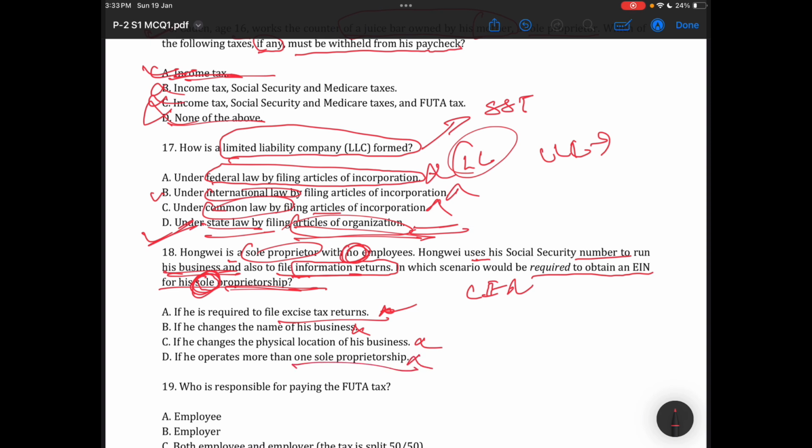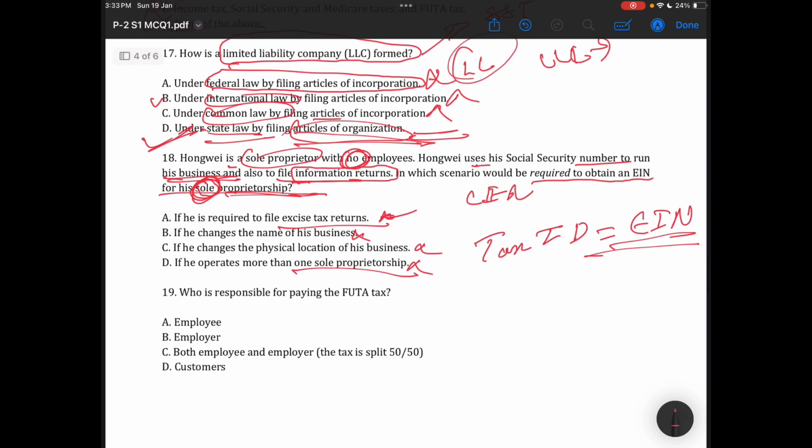So the correct answer is, if he is required to file an excise tax return, they require an EIN, because when you are going to file an excise tax return, those who are working might have an idea about filing an excise tax return. They are asking for the tax ID number. A tax ID number is similar to the EIN. So when an individual is filing their return, if he needs to file an excise tax return, he must have an EIN.